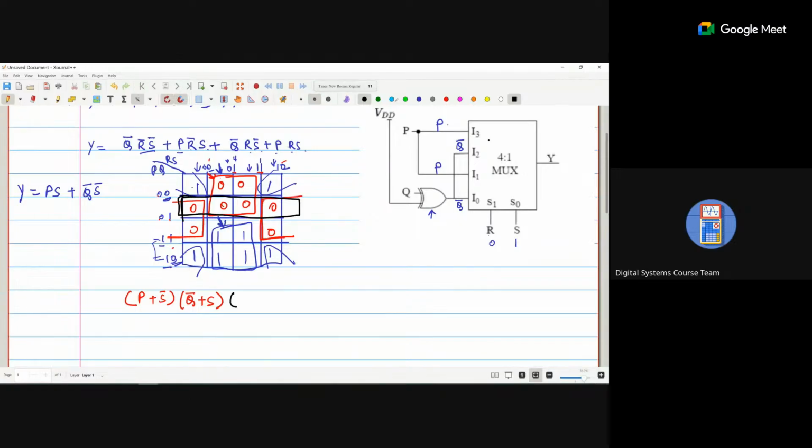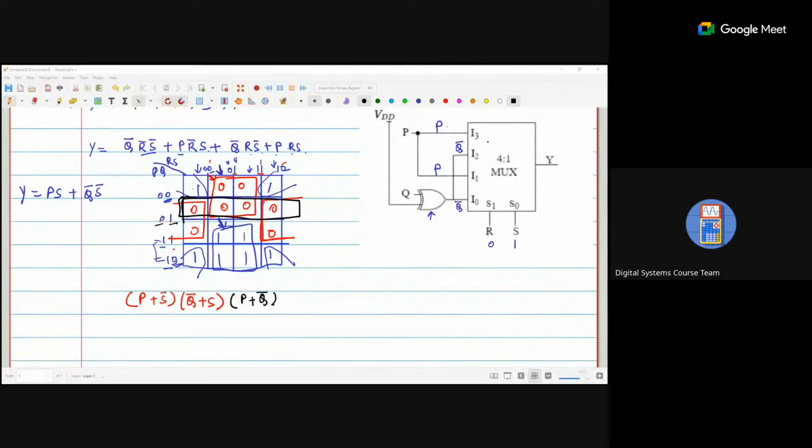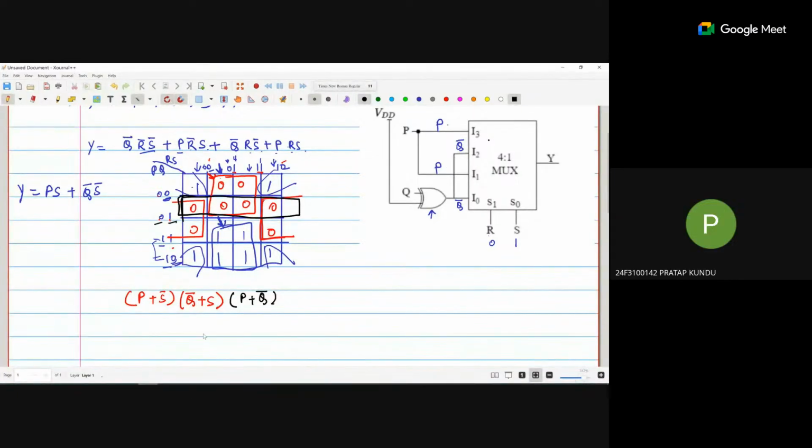Okay, so for this one the equation is P is 0, so P plus Q is 1. So P plus Q bar, P plus S bar, and Q bar plus S. Okay, so second and fourth option. In the first two, P plus S bar and Q bar plus S, we cover all the zeros. So why do we use P plus Q bar?